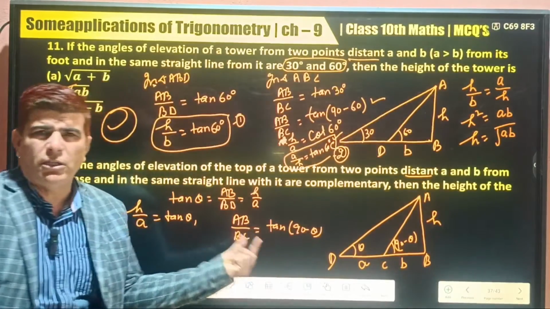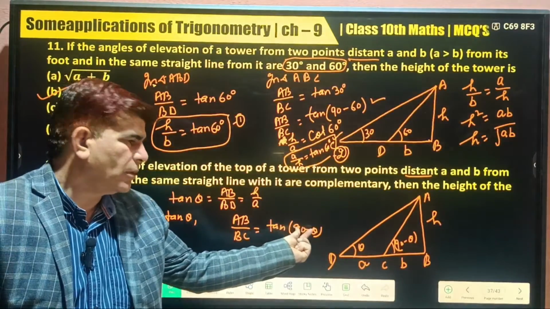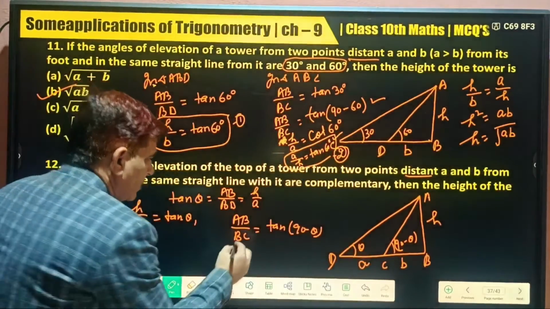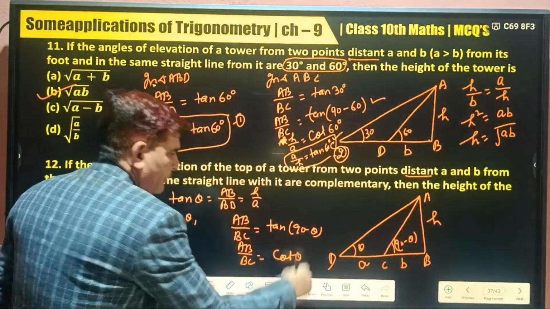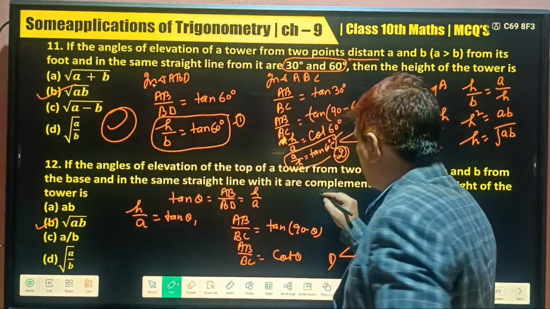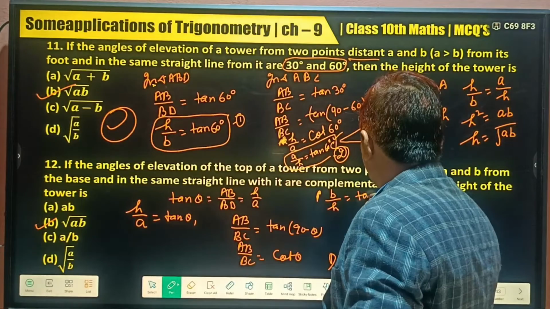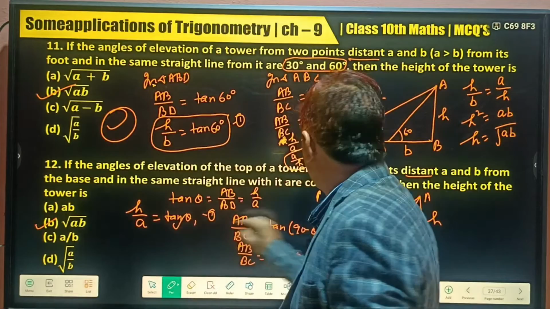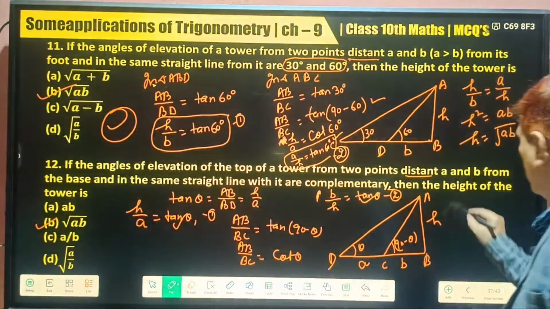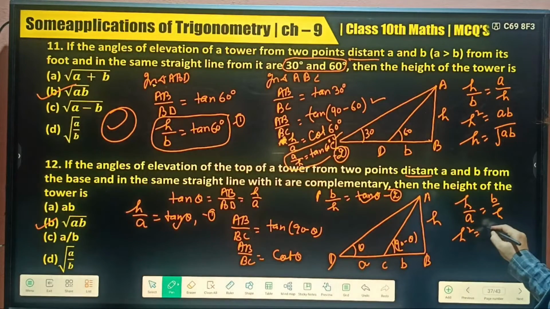This is not given in your syllabus, but if we have 90 minus theta, we convert it into cotangent theta. So AB by BC is equal to cot theta, and this you can convert into tangent. So BC is B by H, equal to tangent theta. Again the same procedure: first and second are equal, tangent theta, tangent theta. So compare these. H by A is equal to B by H. Again H square equals AB. So what's your H? Under root AB.